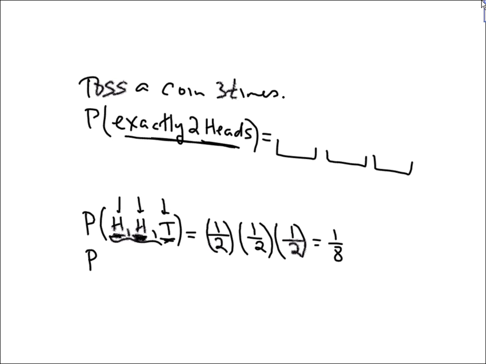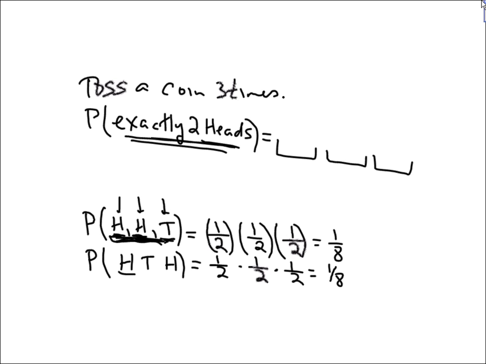But it didn't have to get exactly 2 heads, it didn't have to be this way. You could have gotten a head or tail and then a head. Probability that the first one's a head, a half. The second one's a tail is a half. The third one's a head is a half. We get the same answer.